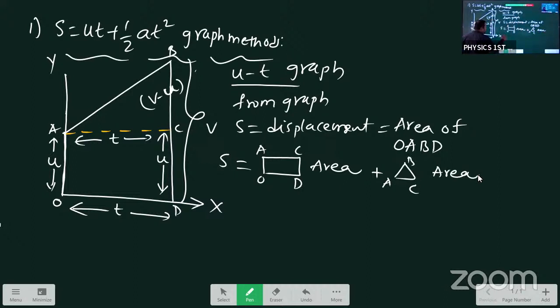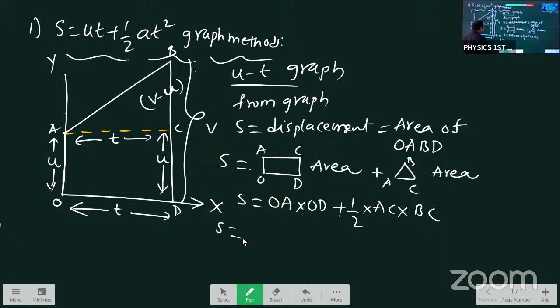Now S equals, what is the rectangle? Length into breadth. Treat this as the length and this as the breadth: U into T. Plus, what is the area of the triangle? Half base into height. The base is AC. Otherwise, we can write it in one step. S equals OA into OD, this is length into breadth, plus half base, AC, into height, BC.